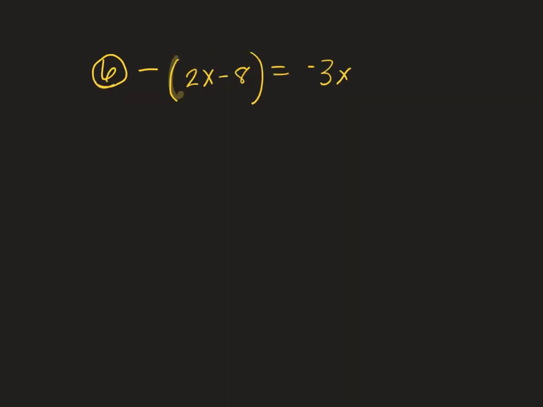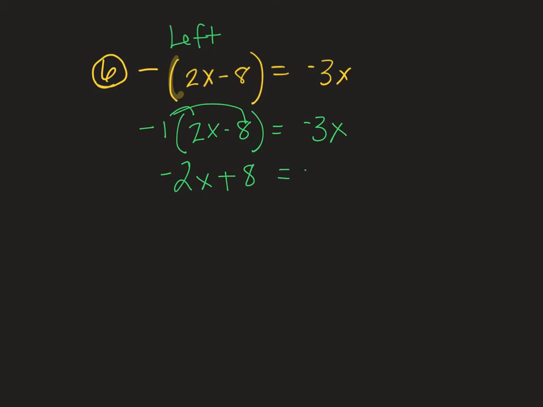Let's look at one last example here. This one looks a little bit different because if you look at the left side of the equation here, you'll notice that there's a negative sign in front of the parentheses, in front of that quantity. And so what that really means is that there is a negative 1 that needs to be distributed. And so that's going to make that a negative 2x and going to make that a positive 8.